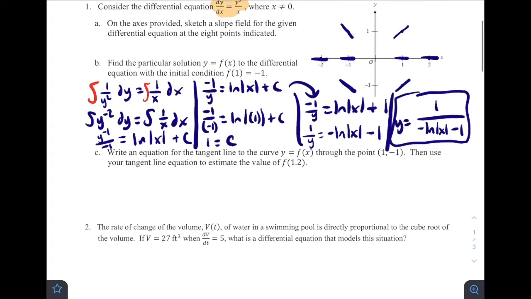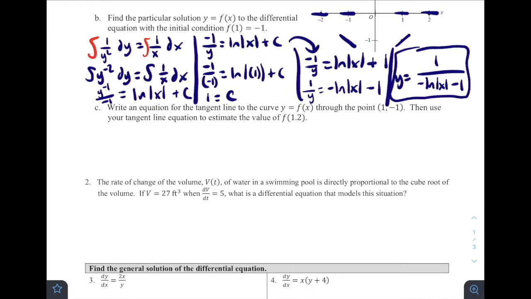Part C: write an equation for the tangent line to the curve y equals f of x through the point 1 comma negative 1. Then use your tangent line equation to estimate the value of f of 1.2. All right, at this point we are well familiar with point slope form. The idea is that if I'm writing the equation of a tangent line, we use this form: y minus y1 is equal to m times x minus x1. We take a look at what we have. We have our point. They actually gave it to us. They told us that it was 1 comma negative 1 in this problem.